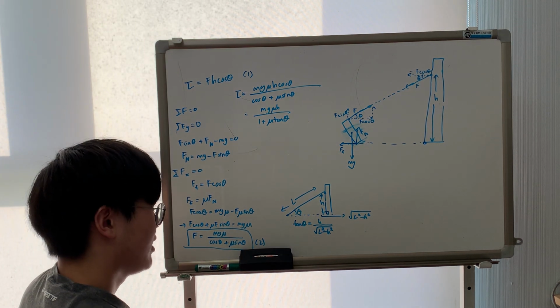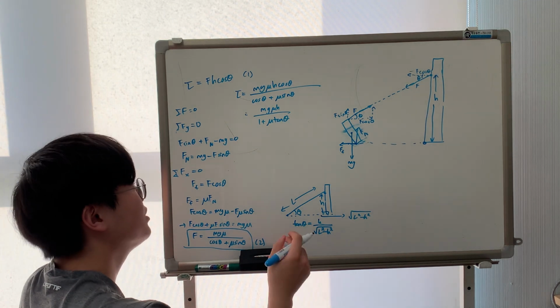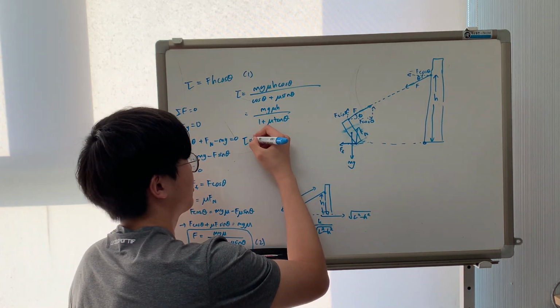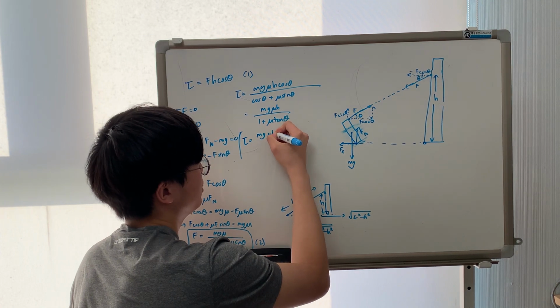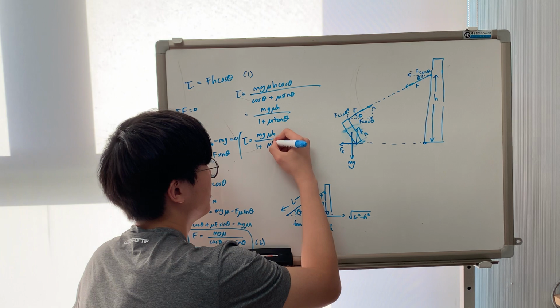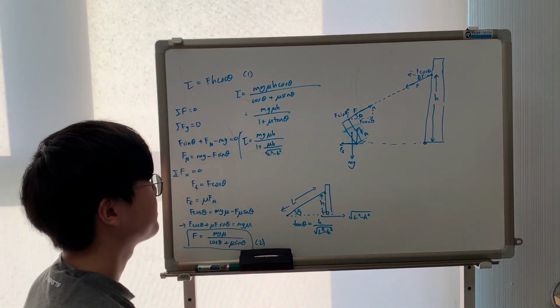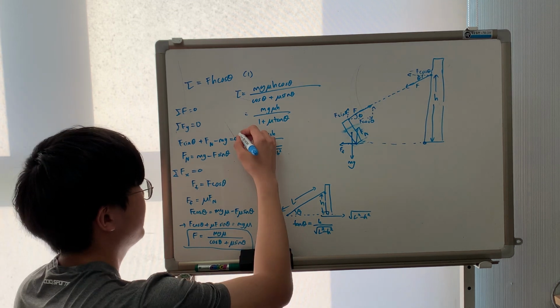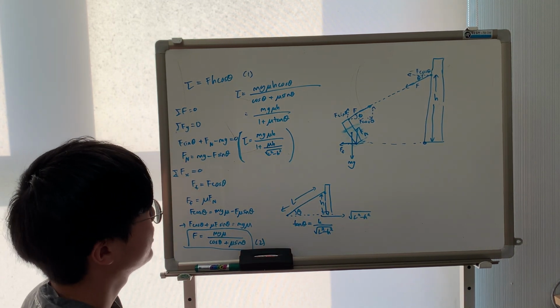Which means that when we plug this value for tangent theta into the equation, we have our torque is equal to mg mu h over 1 plus mu times tangent theta, which is mu h over square root of L squared minus h squared. That is our equation for the torque.